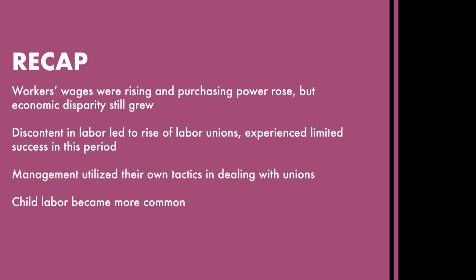Alright, here's the recap. Workers' wages were rising and purchasing power rose, however, economic disparity was still growing. Discontent in labor led to the rise of labor unions, yet at this time labor unions are still experiencing limited success. Management, with the help of government, is slowing the progress of unions, and management is utilizing their own tactics in dealing with those unions, and finally, child labor became a more common problem.